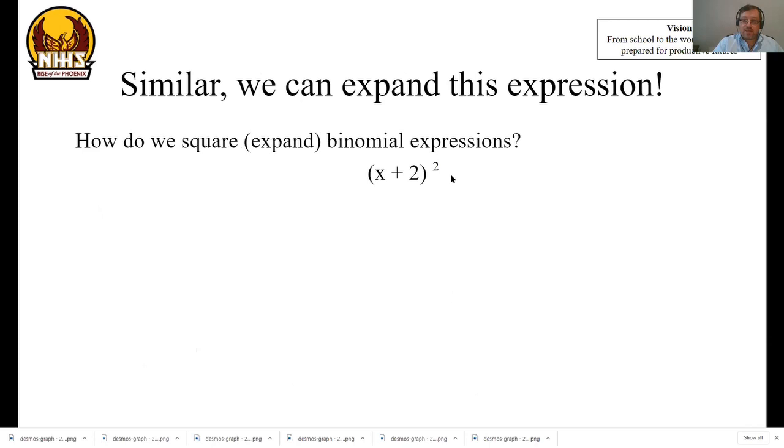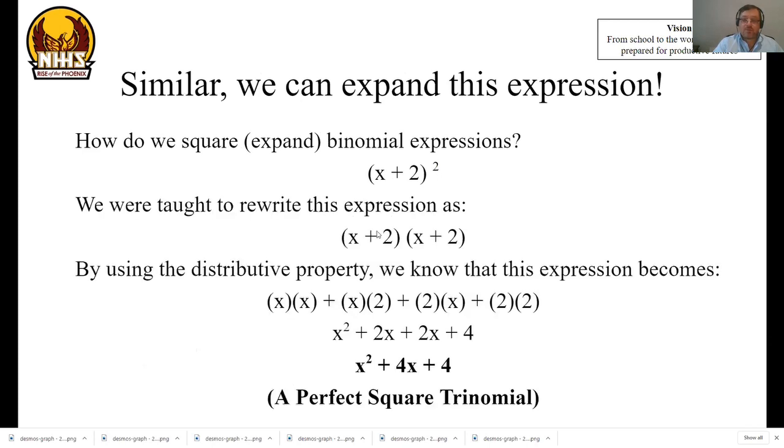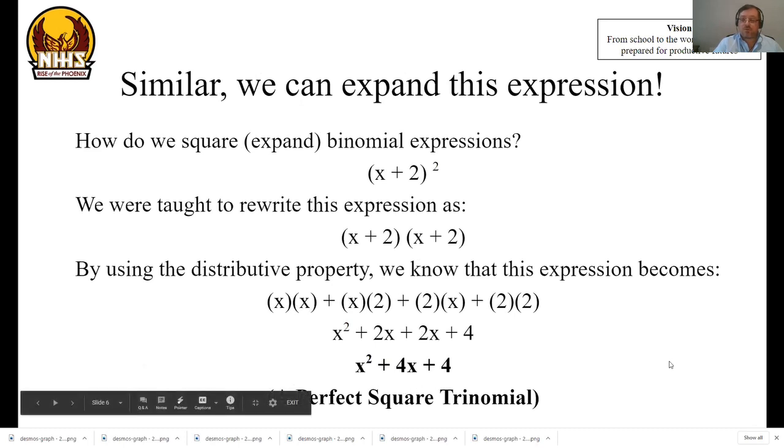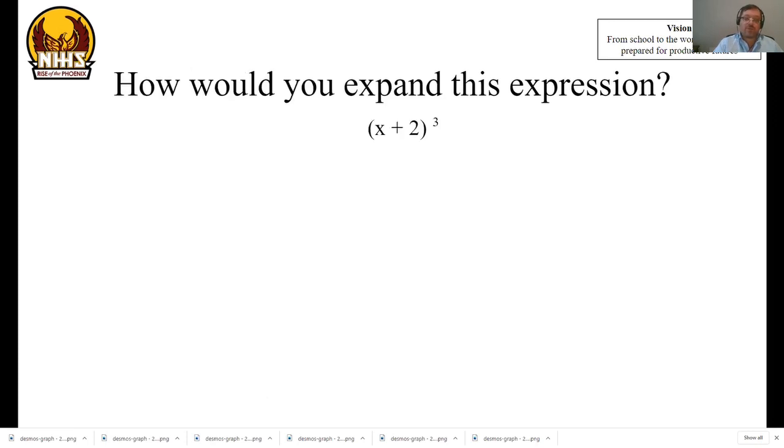So when we expand this one, similar to what we did on the bell ringer, you would multiply them both out and then distribute them. This is what we call the perfect square trinomial. You learned that during the polynomial identity exercise.